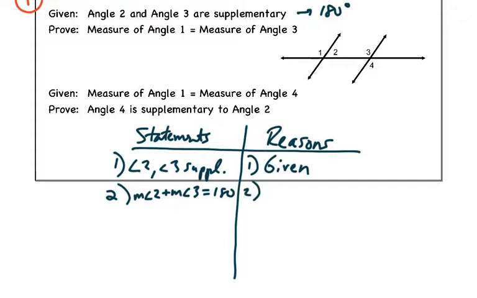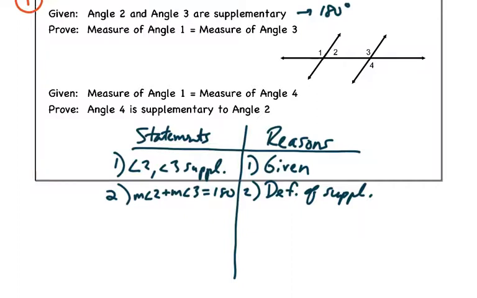Well, it's because they're supplementary, right? Well, there's that duh reason. Well, duh, they're supplementary. So duh means it's a definition. This is the definition of supplementary. They add up to 180. Okay, very good. Well, let's see, what else could we do?